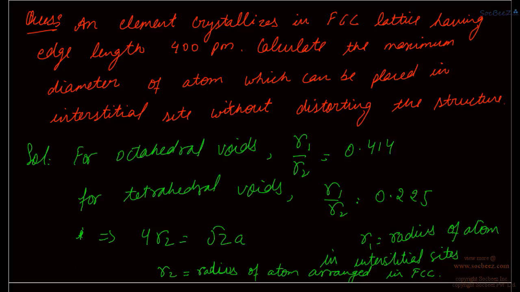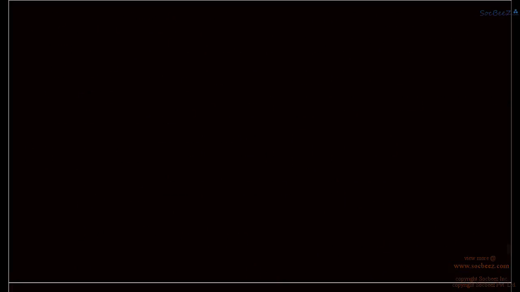So since this is the property of FCC, that 4R2 equals root 2A, so for maximum diameter of atom in interstitial sites, octahedral voids will be considered for maximum. So this will be considered.